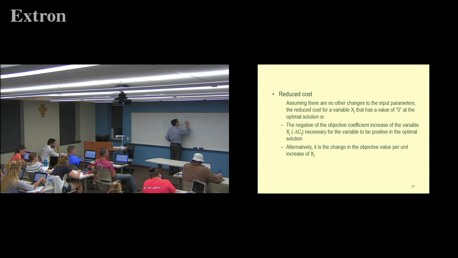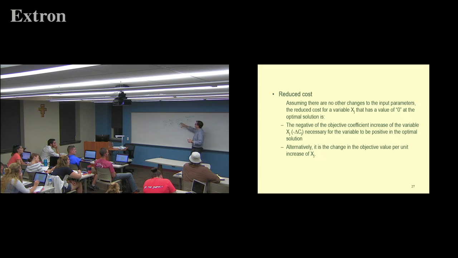And it would be something like, in this case, let's say it's negative $2. We can interpret that two ways. The negative $2 means that for this to become positive, for it to be profitable for me to make any space rays, for it to become positive in the final solution, then this coefficient has to increase by the negative of the reduced cost. So one way we can say it is the negative of the objective coefficient increase of the variable necessary for the variable to be positive in the optimal solution.